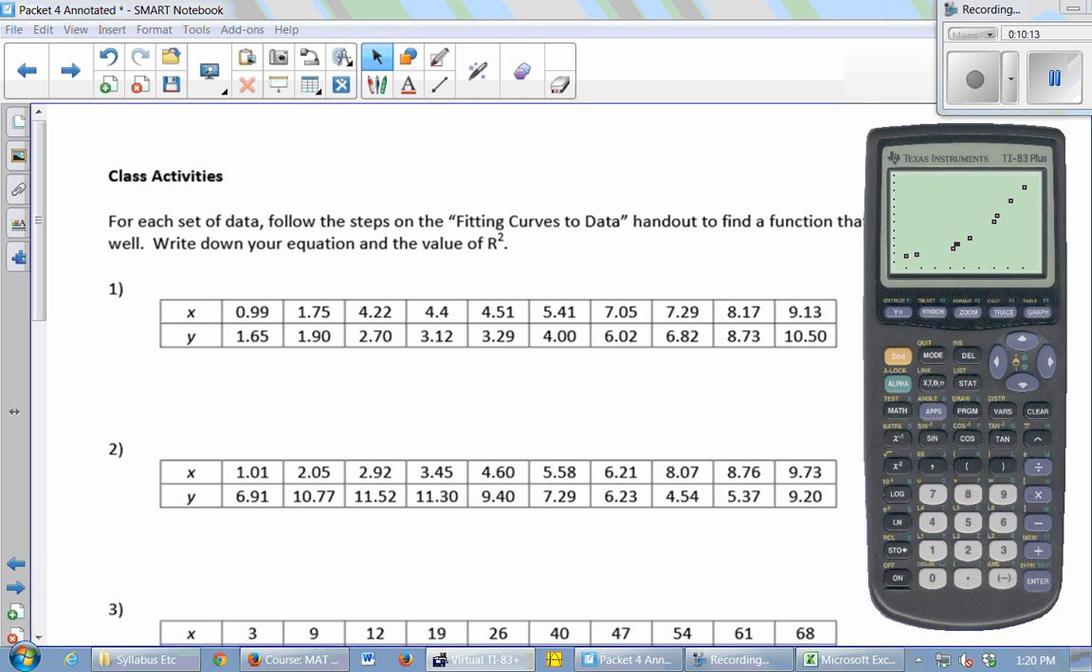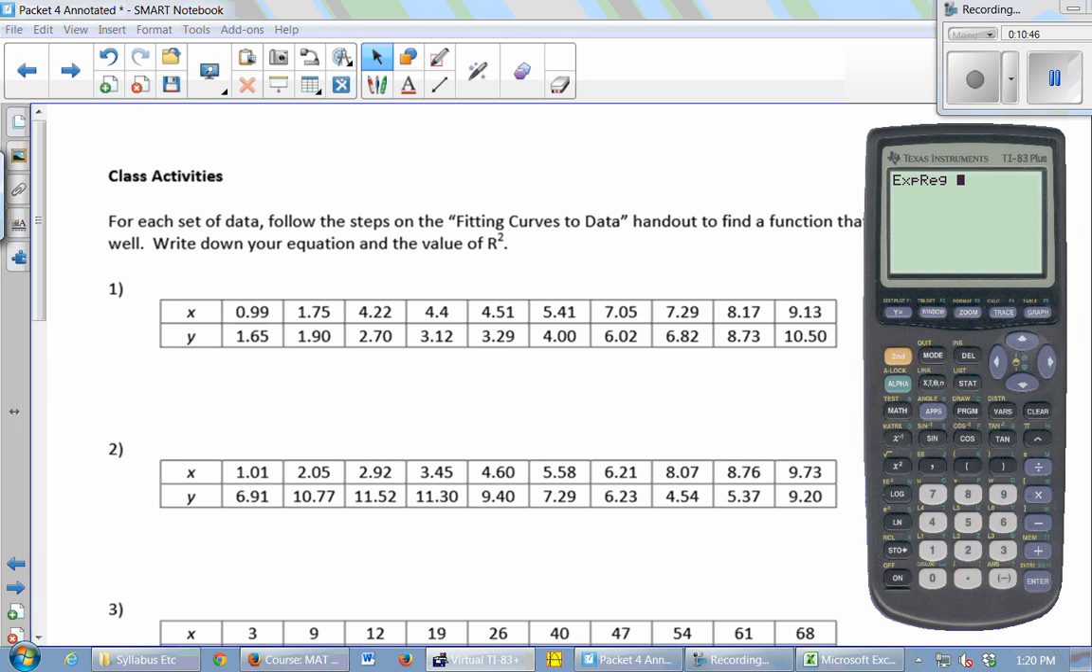All right, so I quit, go back to my home screen, and I want the calculator to find an exponential equation that goes through that data. So I go to Stat, and this time instead of Edit, I'm going to move my cursor over to Calc for Calculate. And then we scroll down until you see ExpReg, Exponential Regression. 0, right after number 9. Okay, exponential regression.